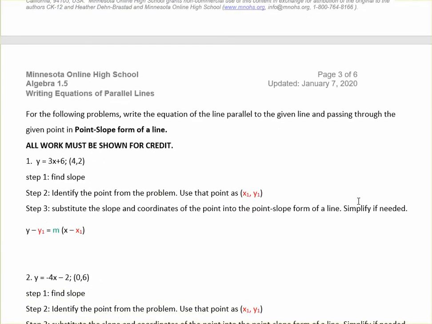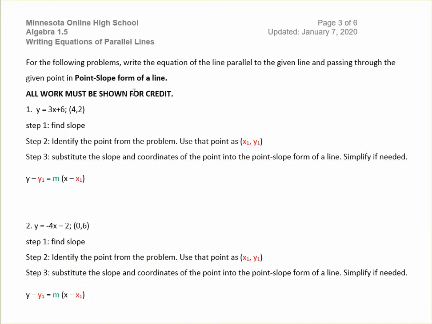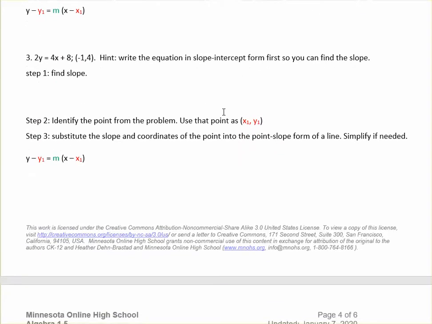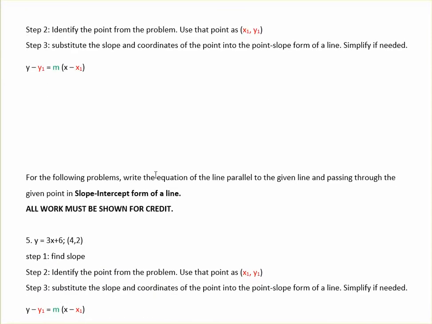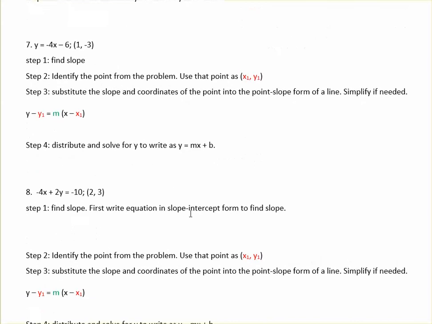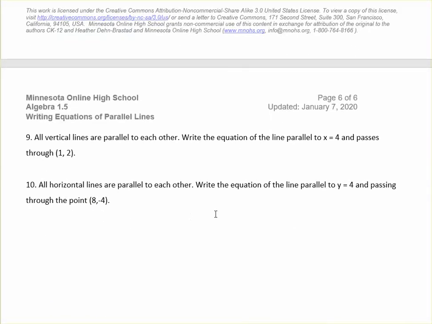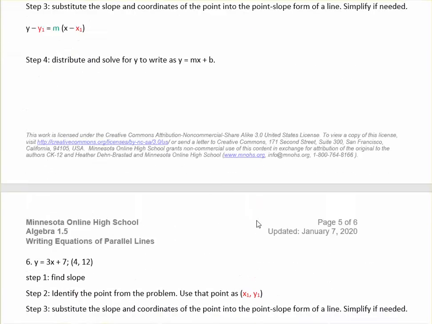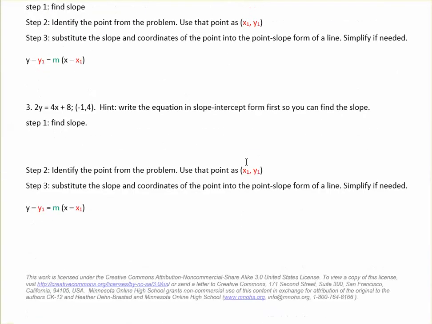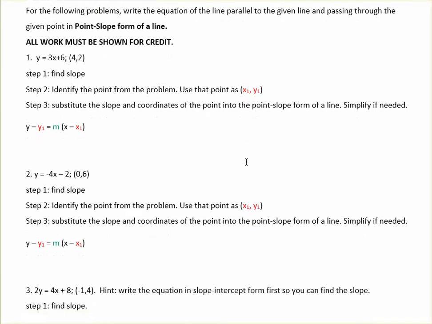Make sure that you note whether or not you need to write them in point slope form, like the first problems, or whether you need to write it in slope-intercept form, like the last problems. So there are 10 problems to do. Number 9 and 10 are a little bit different, but there are 4 of each type that we just went over. So be sure to follow the steps that are given and show your work.